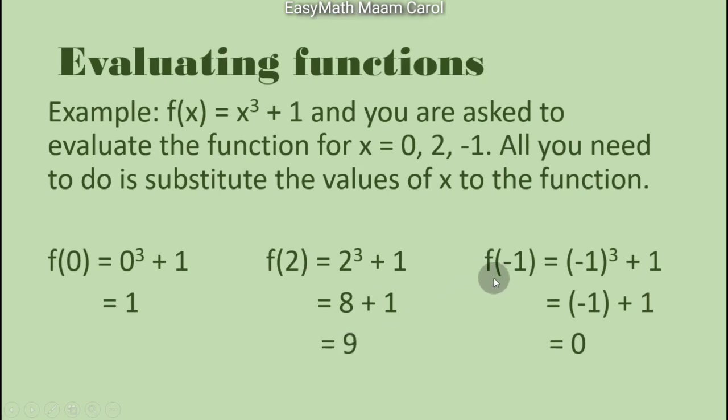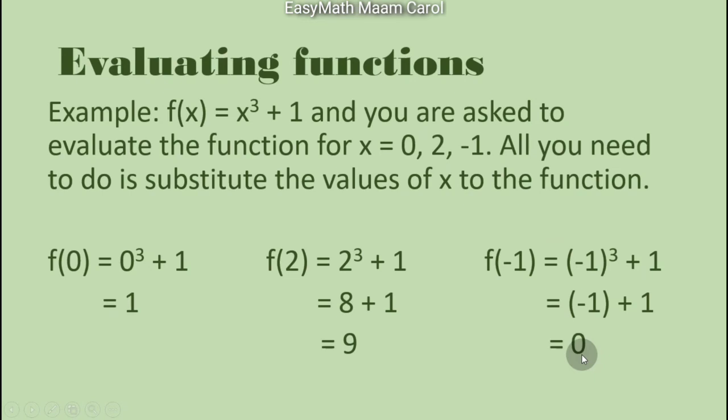And then finally, f of negative 1 is negative 1 to the third power or cubed. So this is equal to negative 1 times negative 1 times negative 1. So tatlong negative 1 yung imumultiply mo. And the answer for that is negative 1. So negative 1 plus 1 is equal to 0. So f of 0 is 1. f of 2 is 9, f of negative 1 is 0.